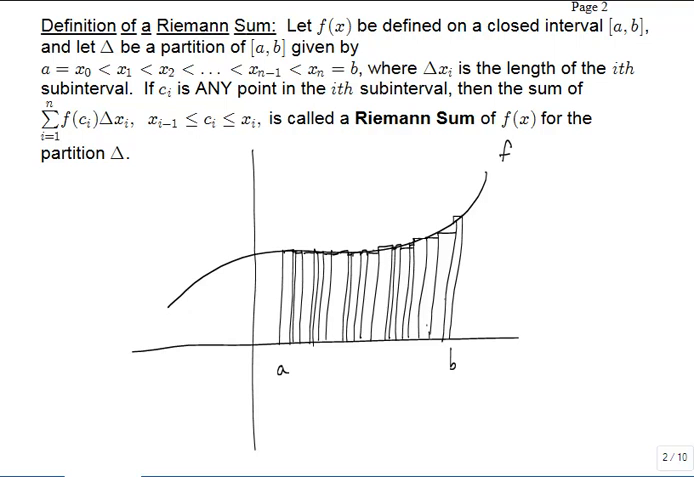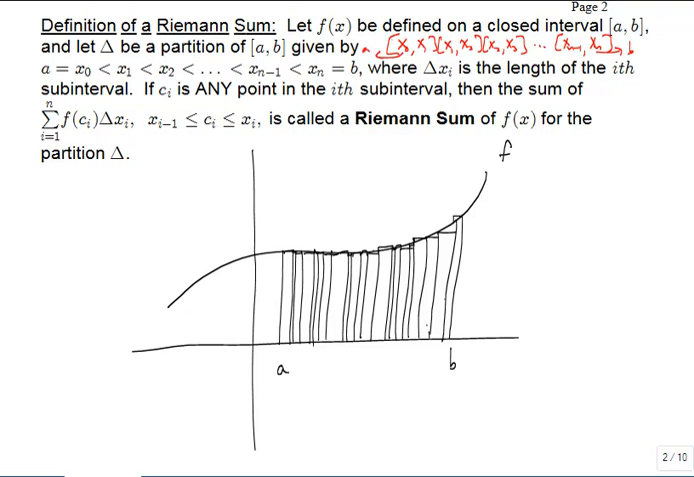It's called a Riemann sum, and what it says is if you have a function f of x defined on a closed interval a to b, let delta, that's this triangle symbol, be a partition of a to b given by a equals x sub 0 less than x sub 1, x sub 2, and so forth. So this would be a partition where you're starting at x sub 0, then going to x1, then x1 to x2, and x2 to x3, and so forth, all the way up to x sub n minus 1 up to x sub n. And x sub n is the same as b, and x sub 0 is the same as a.